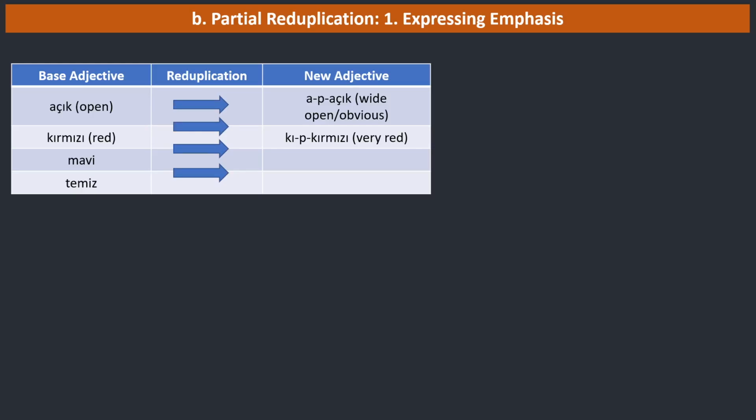Yeah, actually, obvious is more common. Is it like a more common meaning? Like when people say apaçık, they mostly mean it's obvious.